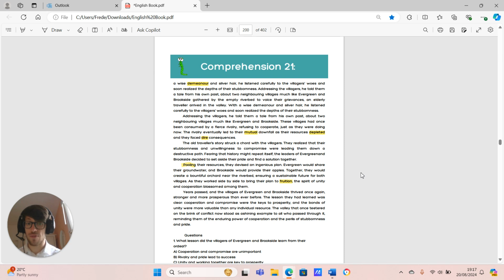Years passed, and the villages of Evergreen and Brookside thrived once again, stronger and more prosperous than ever before. The lesson they had learned was clear. Cooperation and compromise were the keys to prosperity, and the bonds of unity were more valuable than any individual resource. The valley that once teetered on the brink of conflict now stood as a shining example to all who passed through it, reminding them of the enduring power of cooperation and the perils of stubbornness and pride.